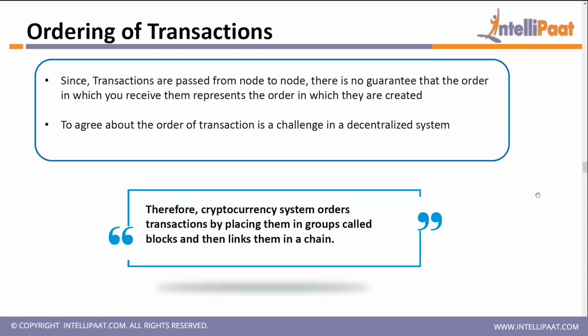Therefore, the cryptocurrency system orders transactions by placing them in groups called blocks and then links them in a chain. How do they do it? They group the transactions in a group on the basis of their timestamp of generation. They call it a block, and then they create a new block and commit it into the blockchain network.